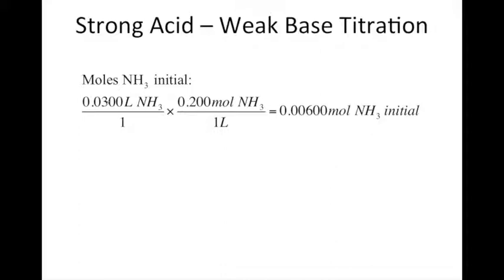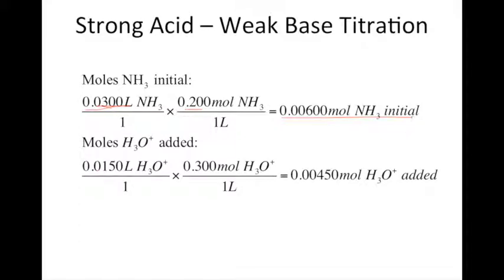Let's calculate that. Our problem told us that we had 0.030 liters or 30 milliliters of ammonia, and we're also given the molarity of our ammonia. So we can use these two to figure out how many moles of ammonia we started with in our flask, and you can see that's 0.006 moles.